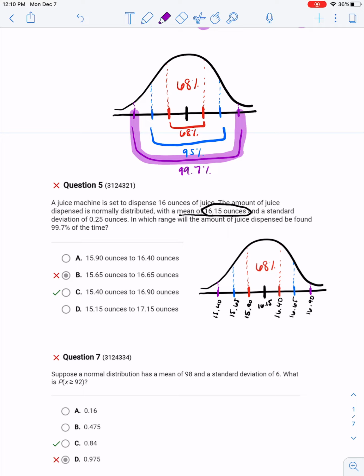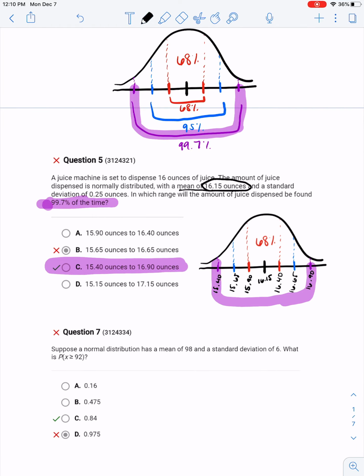So again, 99.7% is what we're looking for. That's these last two notches, the last two standard deviations. So that would be 15.40 to 16.90. And there's your answer. Okay.